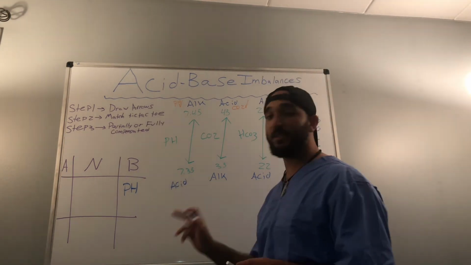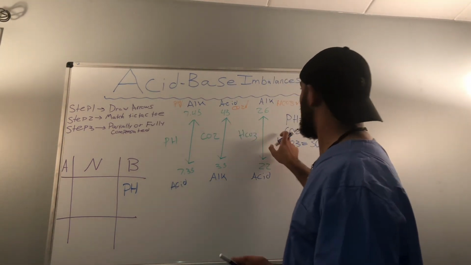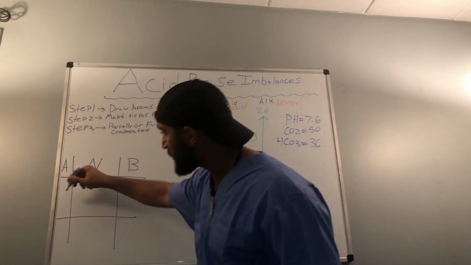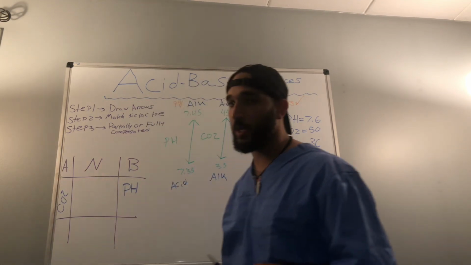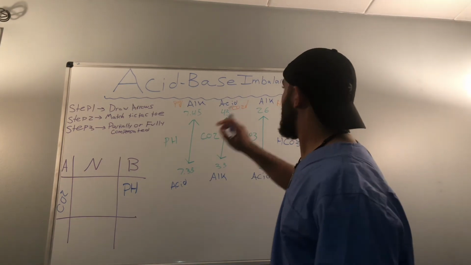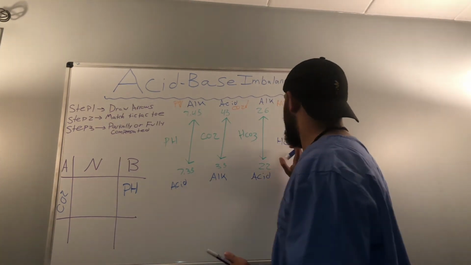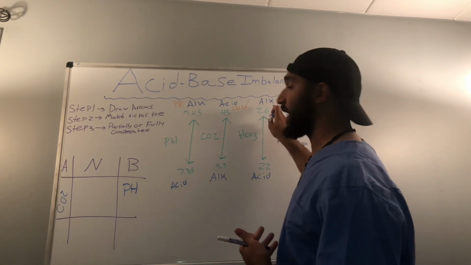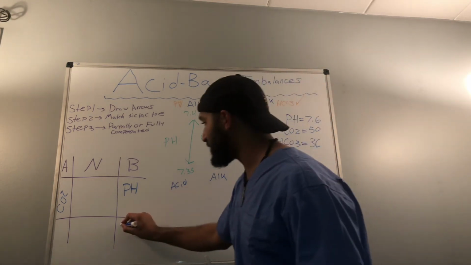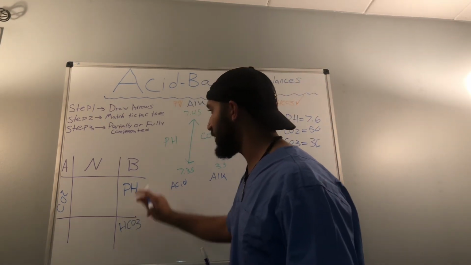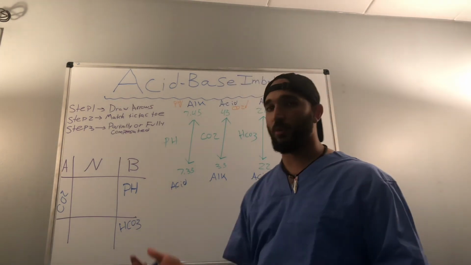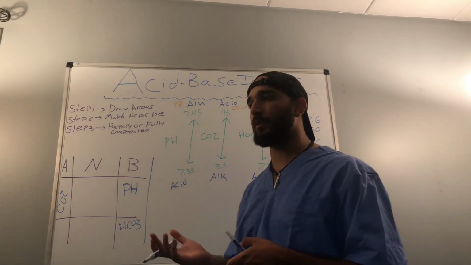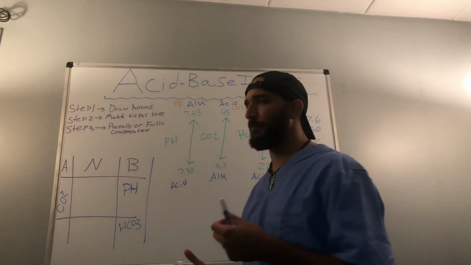Okay, how about CO2? CO2 was 50 and it is acidic. So we're going to write CO2 in the acidic box. Okay, we don't have a tic-tac-toe yet, right? And then we have bicarb. Our HCO3 is 36 and it falls above the alkalotic spectrum. So it is alkalotic. So we're going to write HCO3 over here in the alkalotic box. Now there's no more room. We have a tic-tac-toe. Well, now you're asking, how do you determine if it is metabolic or respiratory?